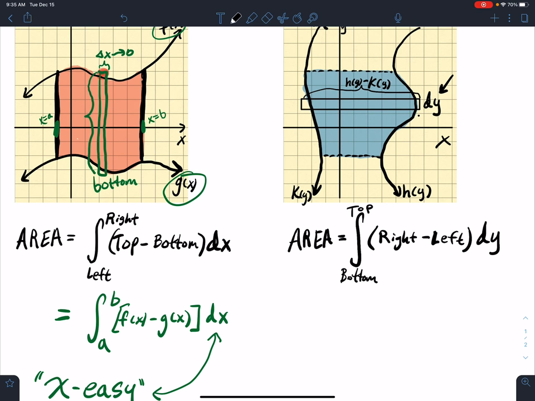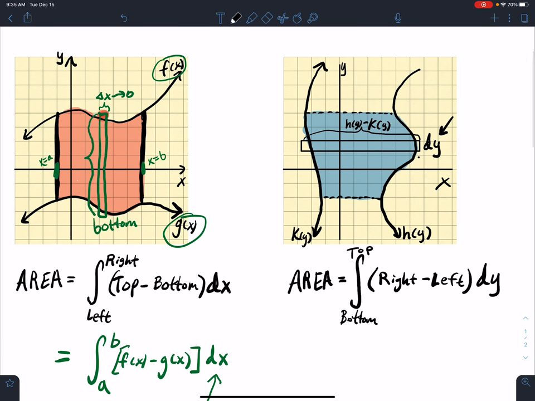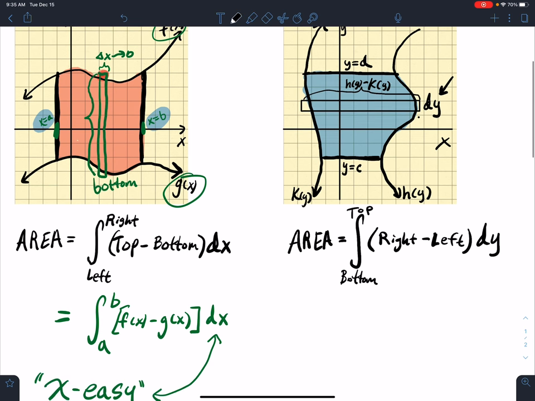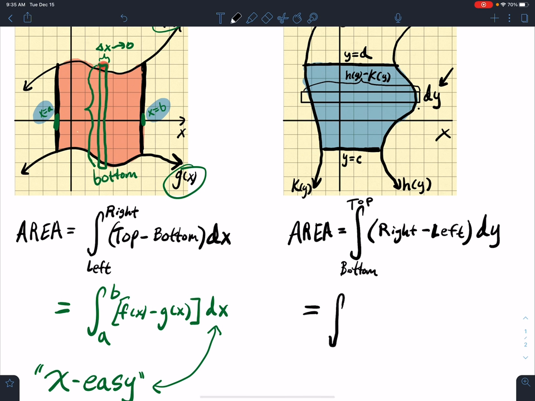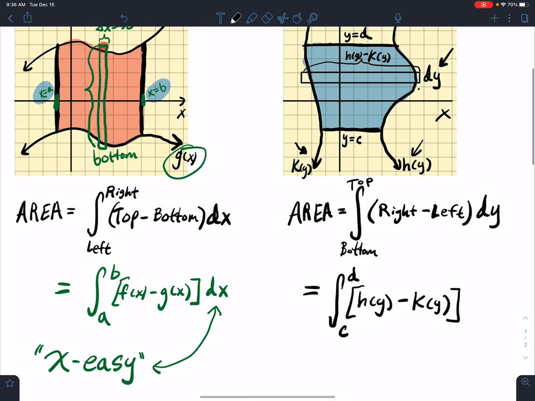And whenever I make the connection here, if this solid line here is at y equal to c, and this solid line here is at y equal to d, kind of like in the same way we went from x equal a to x equal b, this area becomes the integral from c to d of the right function, h of y, minus the left function, k of y. And now remember, we're integrating, and these are functions in terms of y.